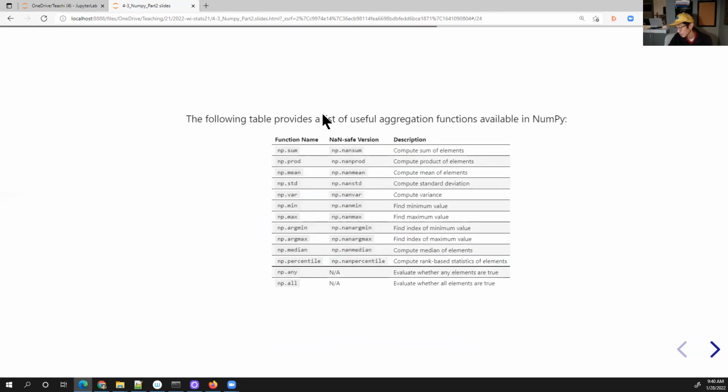You've got sum, product, mean, standard deviation, var, and all of these things. If nan is one of the values in the array you're trying to compute, all of the regular functions will return nans. Whereas if you want it to ignore the nan, you use the nan version. So you've got np.nanstd, nanvar, nanmin, et cetera.